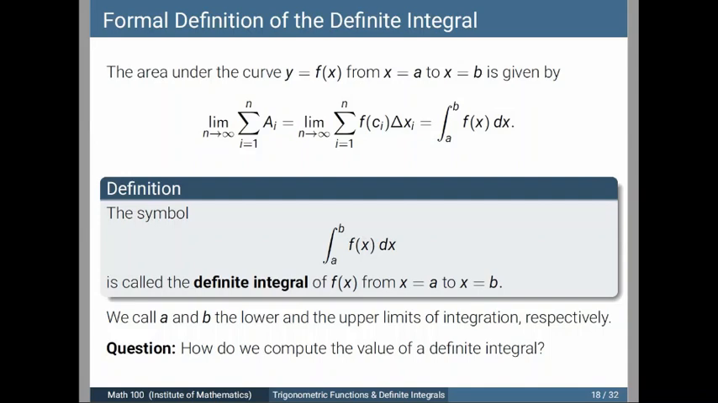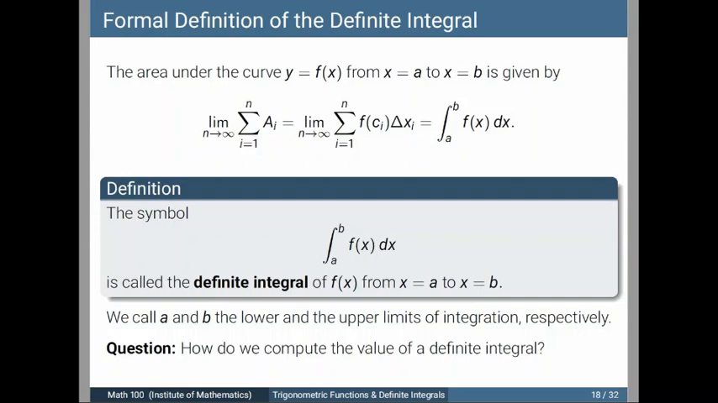Formally, the area under the curve y equals f of x from x equals a to x equals b is the limit as n goes to infinity of the sum of the areas Ai from i equals 1 to n, with each Ai equal to f of ci times delta xi. This limit we will write as the following symbol. This symbol we will read as the definite integral of f of x from x equals a to x equals b, or simply from a to b. Here, a is called the lower limit of integration and b the upper limit of integration.